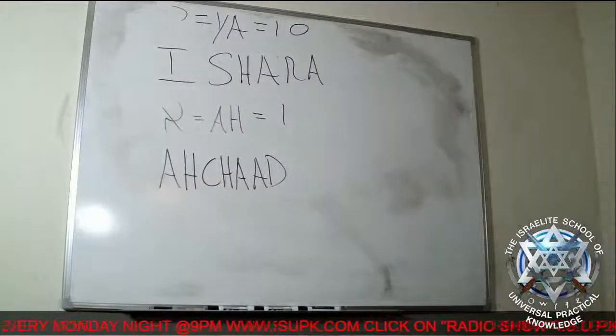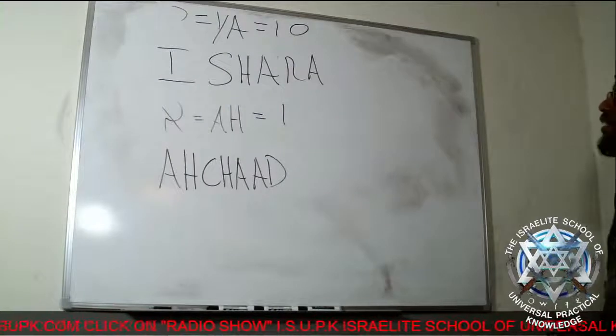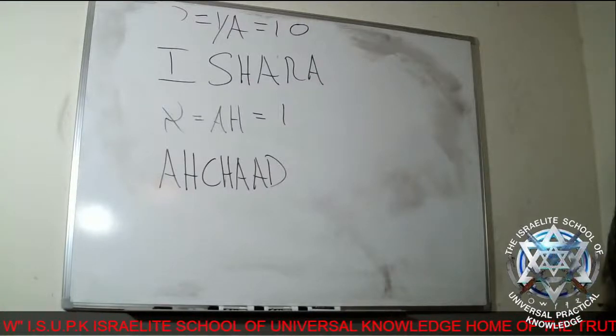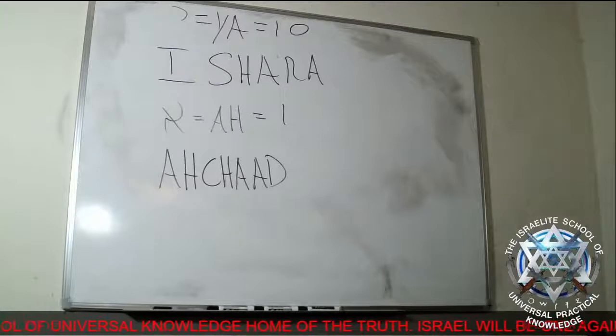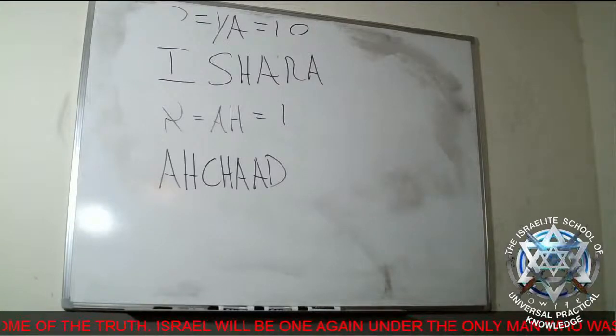So you have Ya. Alright, so you have the letter Ya, which has a numeric value, the number 10, which is Ishara in the Hebrew. Then you have the letter A, which has a numeric value, the number 1, which is pronounced a Qad, which is the number 1.